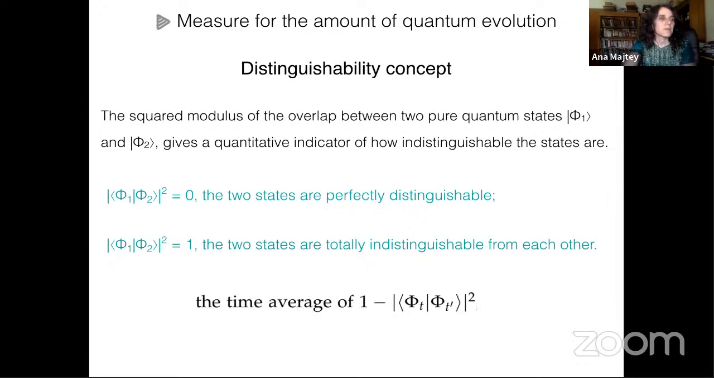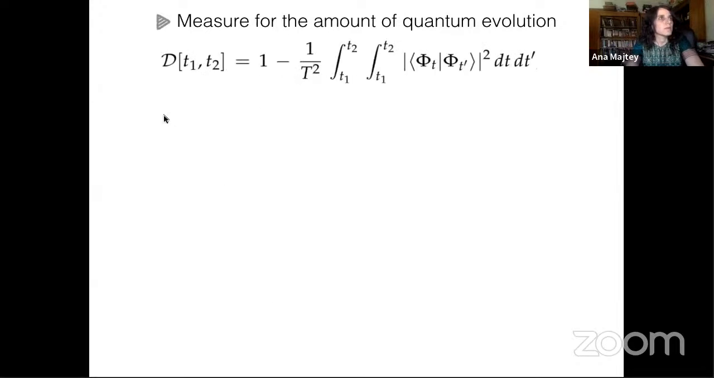So we define a measure in terms of the time average distinguishability of the system. This is the quantity that we propose to quantify the amount of quantum evolution. This quantity is defined in an interval T1, T2 of length capital T. And here, phi t and phi t prime represent two states of the system at different instants of time, t and t prime respectively. This average distinguishability provides a quantitative assessment of how diverse the states are that the system visits during this time interval.